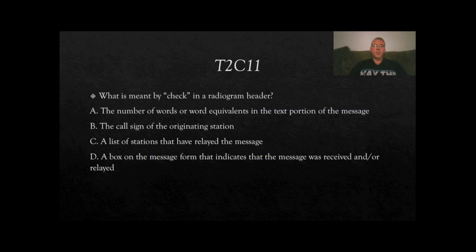Number 11. What is meant by check in a radiogram header? A. The number of words or word equivalents in the text portion of the message. B. The call sign of the originating station. C. A list of stations that have relayed the message. Or D. A box on the message form that indicates that the message was received and or relayed. Again, if you've never done a radiogram, never heard a check, this is just a clear memorization. Is A. The number of words or word equivalents in the text portion of the message.